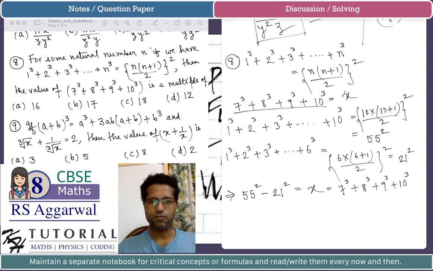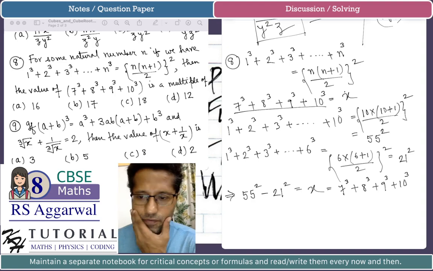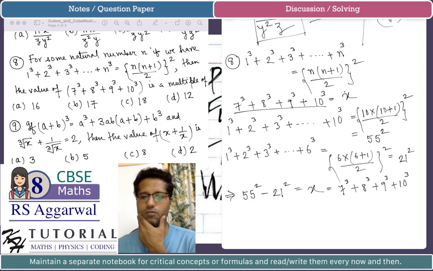So if you subtract 1 cube plus 2 cube plus 3 cube plus up to 6 cube from the sum 1 cube plus 2 cube plus 3 cube plus up to 10 cube, we will get the result as 7 cube plus 8 cube plus 9 cube plus 10 cube. So 7 cube plus 8 cube plus 9 cube plus 10 cube is coming to be 55 square minus 21 square.